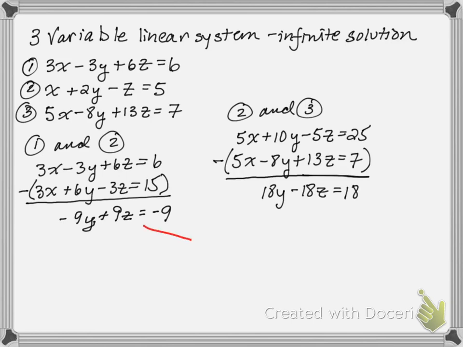Now I want to bring this equation down, and looking at the two equations, I'm seeing that if I multiply this by 2, I'll be able to eliminate the y term. So I'm going to do that, multiply this equation on the left by 2. So that'll give me -18y plus 18z equal to -18. And then I'm going to bring down this equation, 18y minus 18z equals 18.